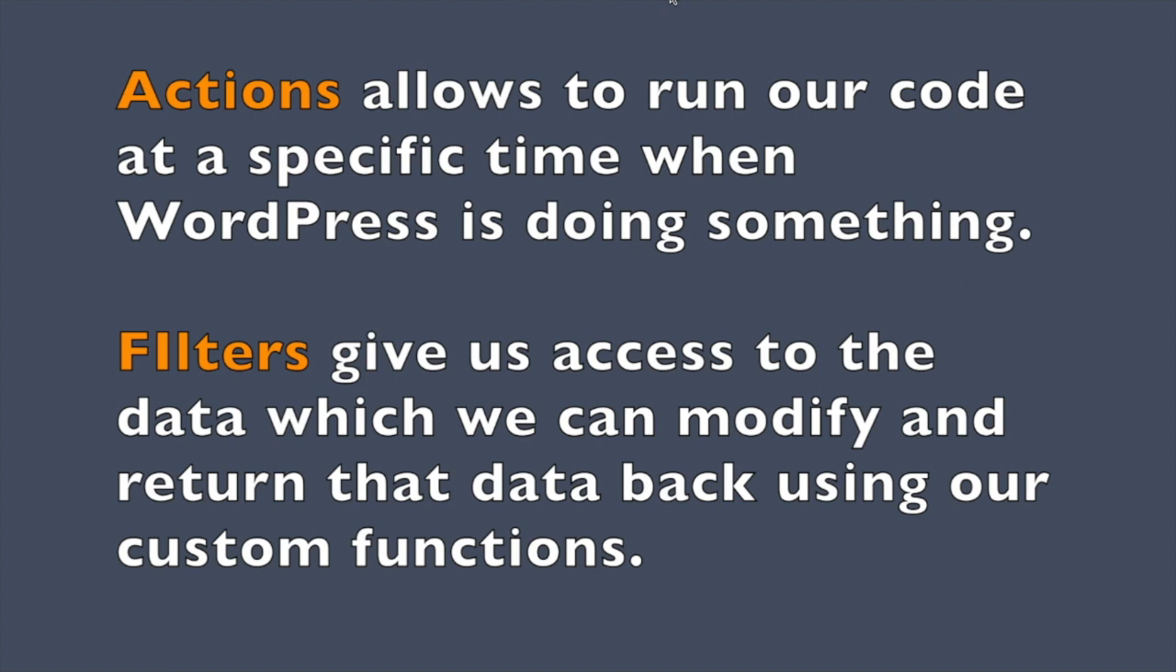Just a quick difference between actions and filters. Actions allow us to run our code at a specific time when WordPress is doing something, while filters give us access to the data, which we can modify and return back using our custom functions. As I explained earlier, an action allows you to insert code at a certain point in WordPress, while filters allow you to get access to particular data in the form of a variable, latch onto that hook, and modify that data. Your function will return a new value of the variable, which will be given back to that hook so that it can be used for displaying on the browser or inserting into the database.